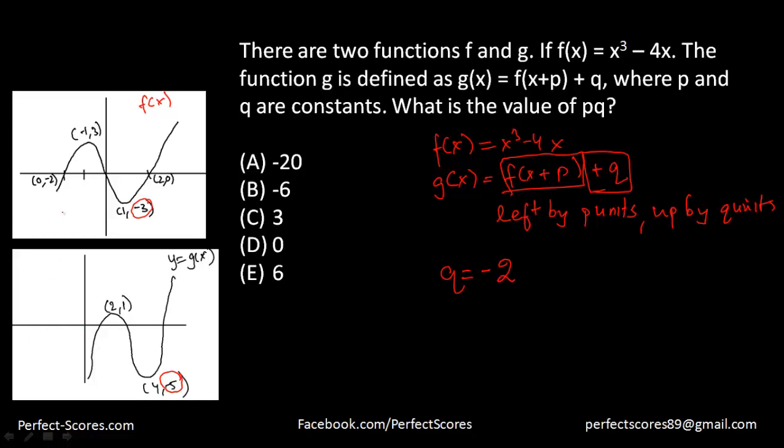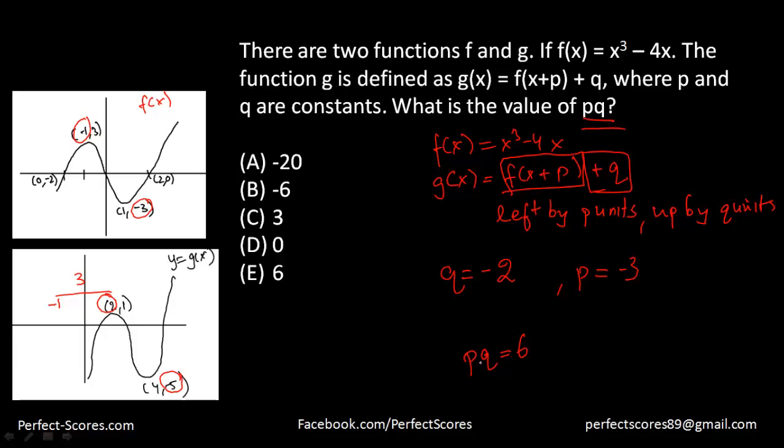And the graph has actually moved. If I look at this highest point here, the value of x is negative 1, and over here the value of x is 2. That means from negative 1 it has moved a distance of 3. That means it has actually moved to the right. That means the value of p must be equal to negative 3. And over here the question is asking the value of pq. The value of pq over here is going to be equal to 6.